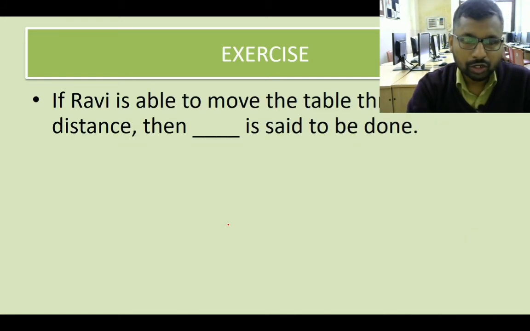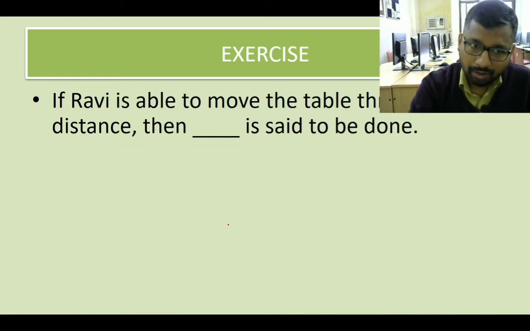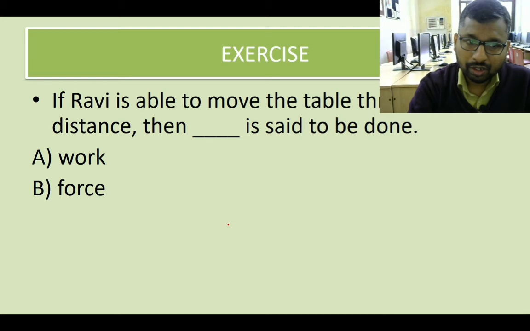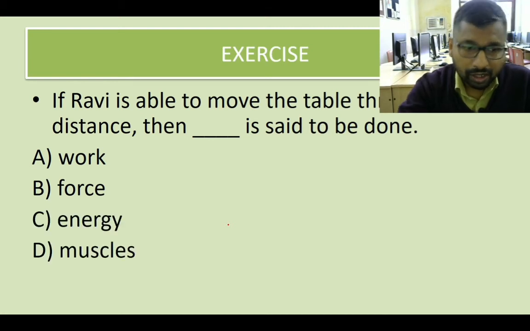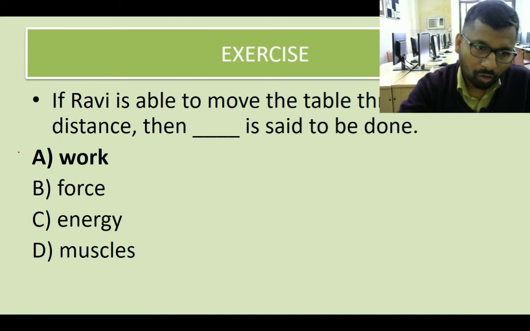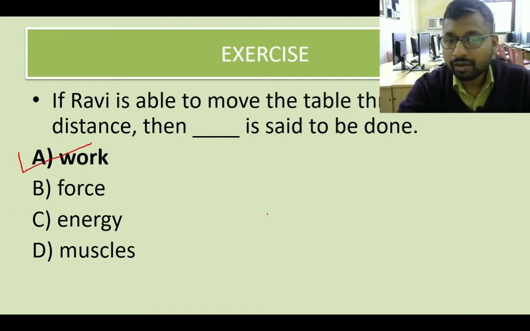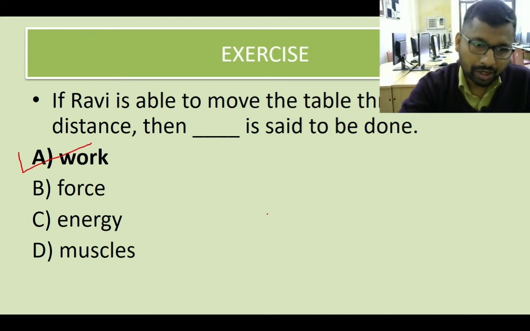Let us see the next question. If Ravi is able to move the table through a distance, then dash is said to be done. If it moves through a distance, then what is that concept called? What is the term called? Well, the answer is work. If it is moving through a distance, then work is said to be done. So, work is the correct answer. Let us move on further.